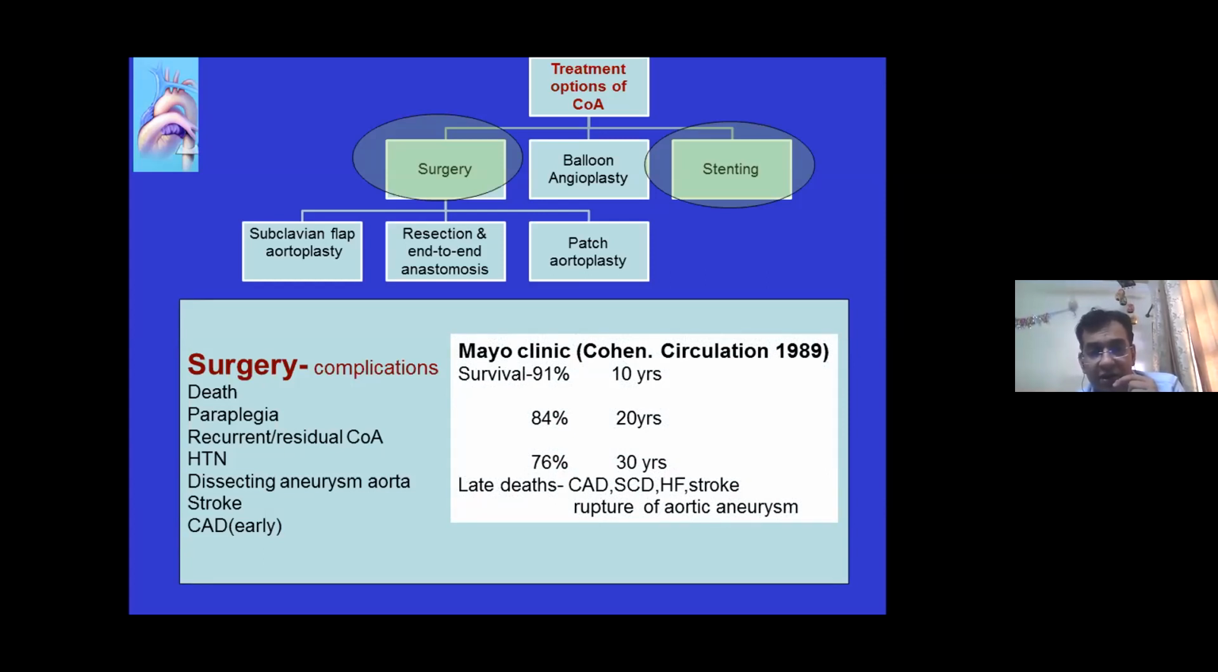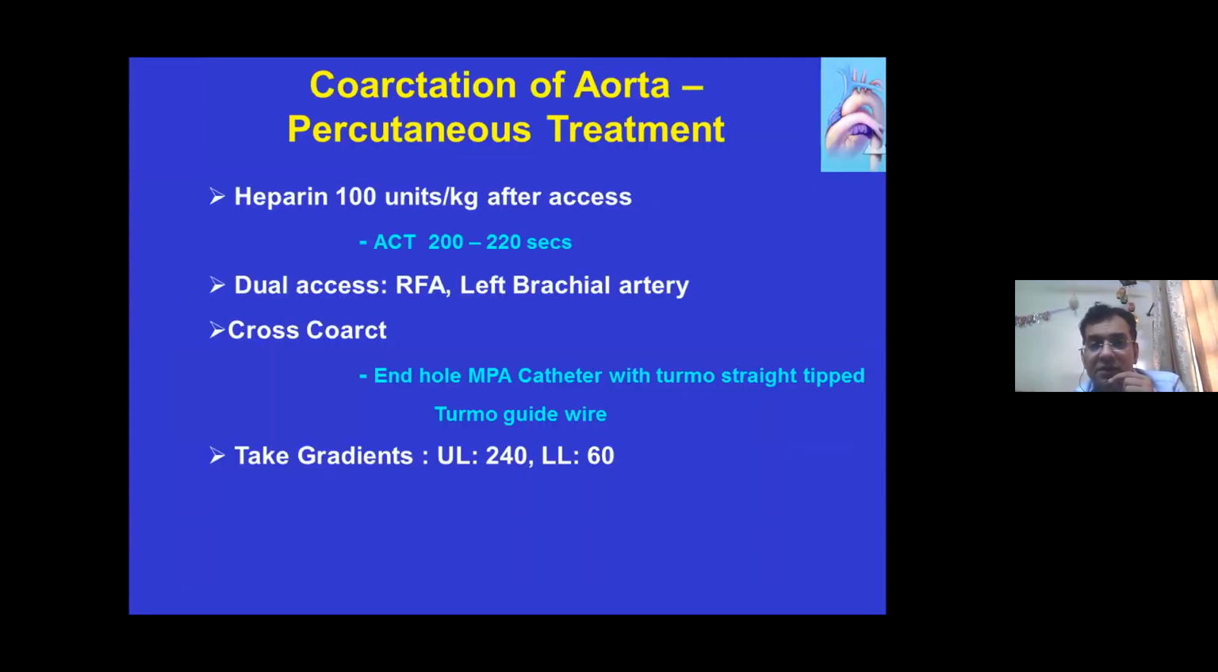Surgical series have clearly shown that survival is almost 91% at the next 10 years, 84% at 20 years, and 76% at the next 30 years. So definitely something needs to be done, and surgery is not a good idea. Coming to balloon angioplasty, yes, balloon angioplasty has shown significant results with a very good outcome, but our case was slightly tortuous, and the best option, with a good transverse arch and a descending aorta in this particular case, would have been stenting.